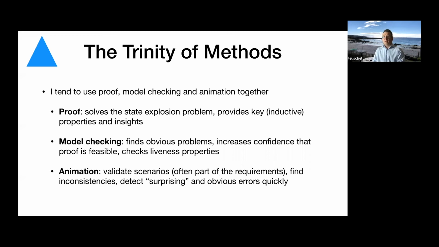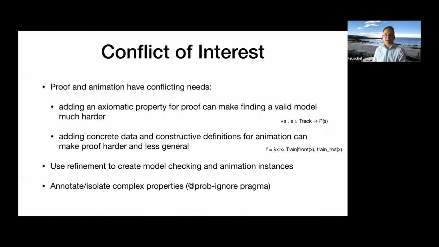What is difficult is that proof, animation and model checking have conflicting needs, right? Quite often adding a property to your axioms makes the prover happy, but then makes the model checker or the animator sad, right? If you say something like, for all subsets of a very large set, property S holds, then the prover is happy. It can just instantiate that for one in a proof as needed. And usually that is done interactively anyway. So it helps the proof, but it makes finding models that much harder.